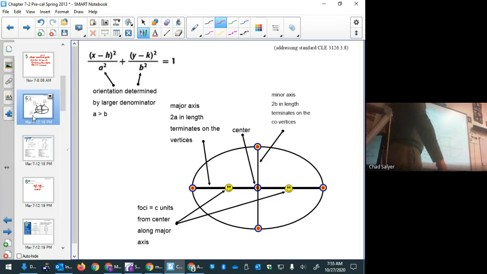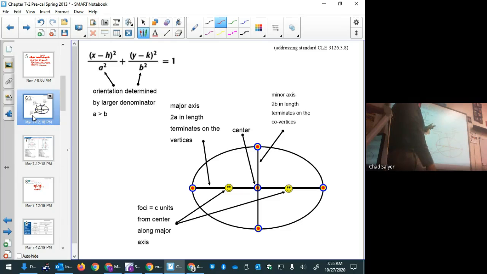And actually a and b often alternate. Whichever one is bigger is the a. You see what I mean? So if the a were here, it would be stretched out along the y-axis. So whichever has the larger denominator of these two terms, that determines the orientation of the ellipse. So the bigger denominator means whatever variable is in the numerator is the axis on which the ellipse is stretched out, the long axis, which we call the major axis.